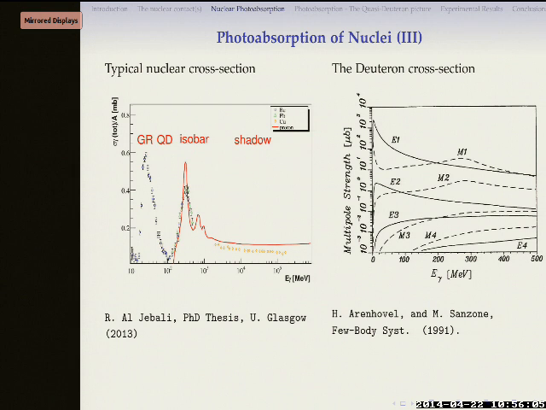In between, it is the range that is interesting for us. This is what is known in nuclear physics as the quasi-deuteron range. Because here, there is a theory that comes from the 50s that the cross-section is dominated by photoabsorption by 2 particles. And I will show you why this is relevant to our story.